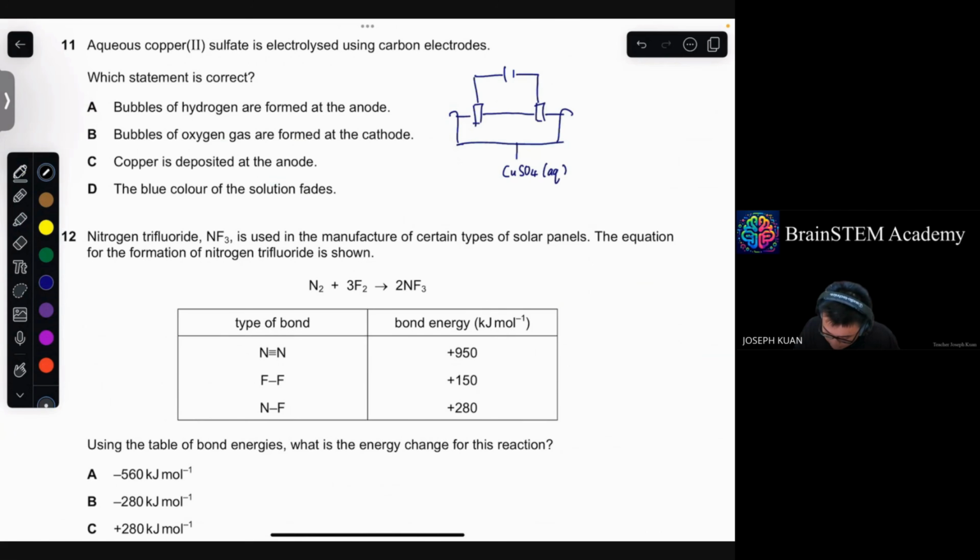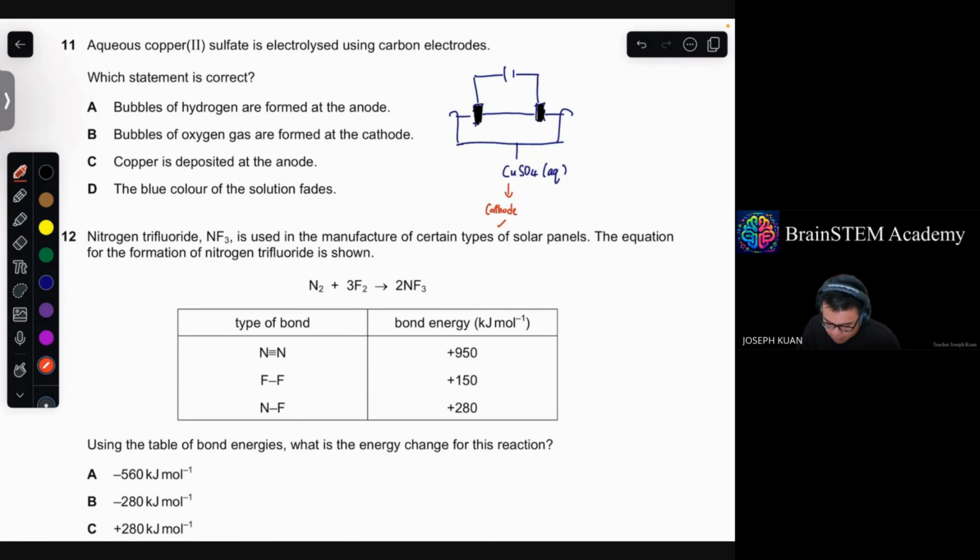And we're using carbon electrodes. So remember, how do we determine which substance will get discharged at respective electrodes? It's based on the reactivity series. All right, copper will be chosen for the cathode. Okay, due to its position in the reactivity series, it's below hydrogen.